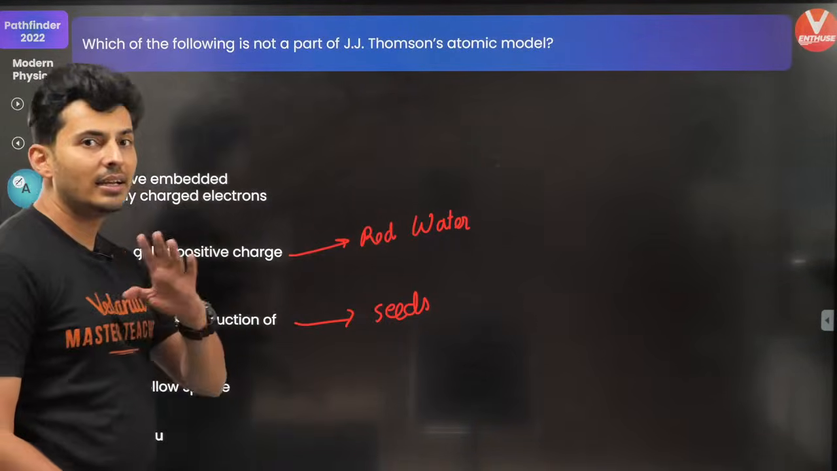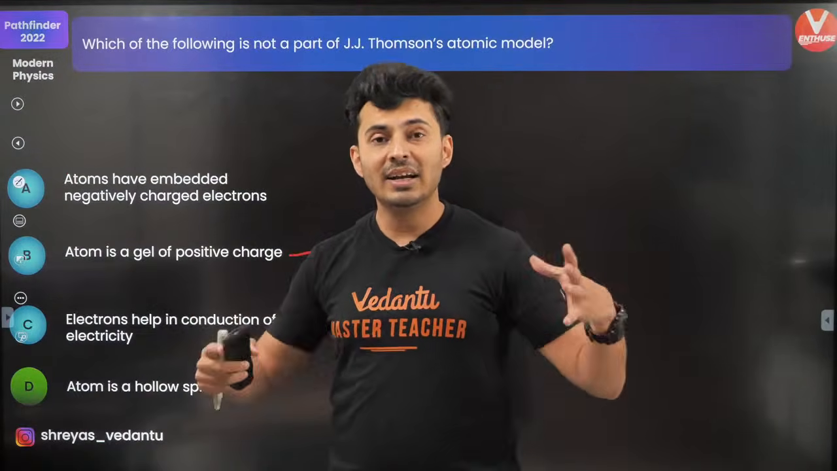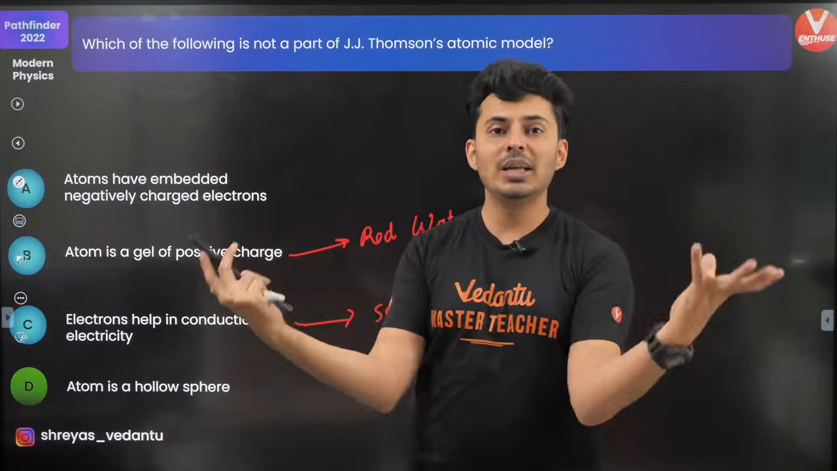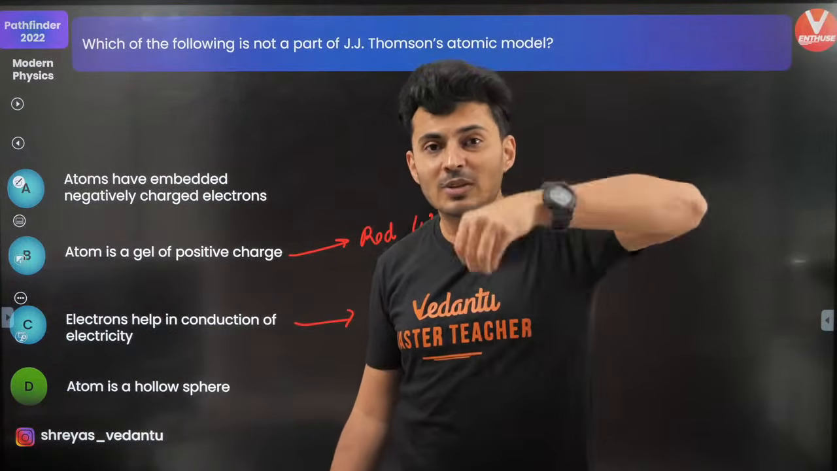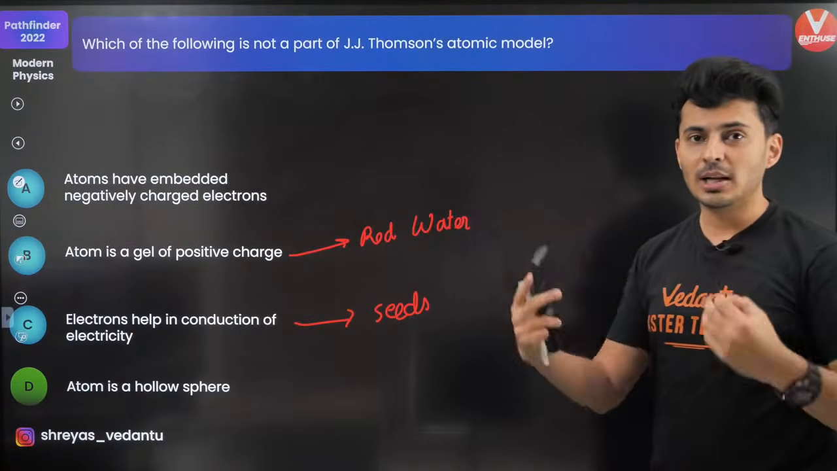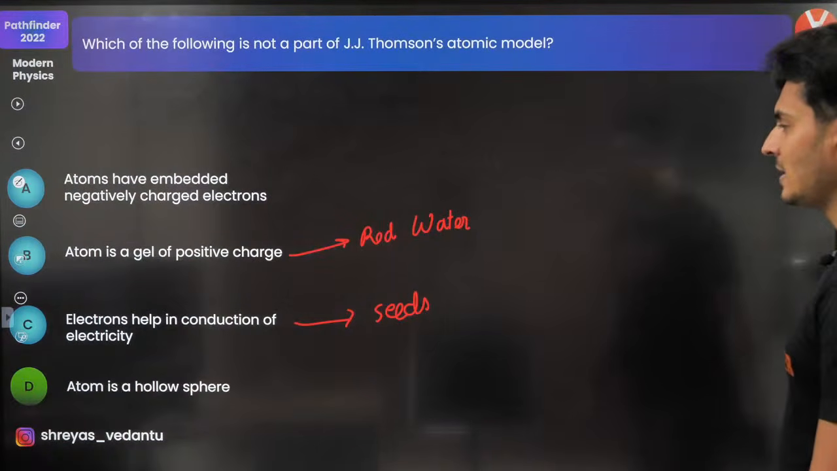Atom is a hollow sphere. He did not say atom is hollow. In fact, he said it is like solid, semi-solid, whatever, but it is filled with positive and negative charges. Negative charge was a part of that entire watermelon. Understand that. I hope this is clear.